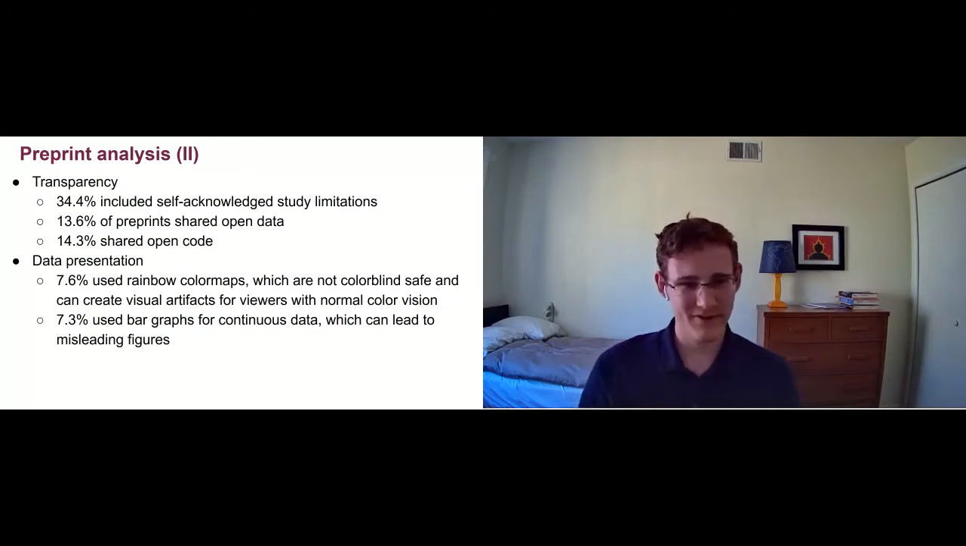And in terms of data presentation through figures, about 8% used rainbow color maps, which are not colorblind safe, and they can create visual artifacts for viewers with normal color vision. And about another 7% use bar graphs for continuous data, which can lead to misleading figures. And it's better to use something like a box plot or a histogram to show that.